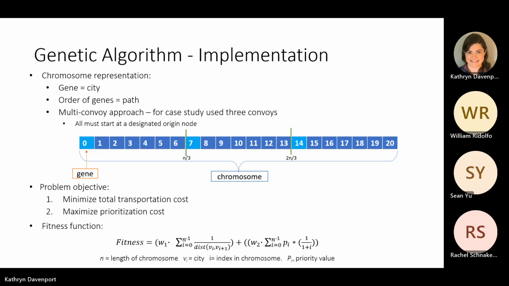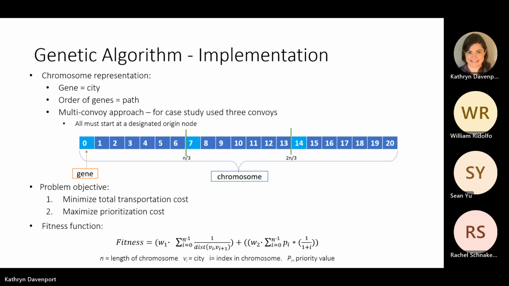chromosome is a city, and the sequence of genes represents the path taken to visit those cities and deliver aid. With this, you could solve the problem using only one convoy to visit cities, but I made the assumption that there would be multiple convoys of vehicles and equipment able to go on different paths to deliver aids to cities. So for the application to our case study, I decided that there would be 3 convoys.